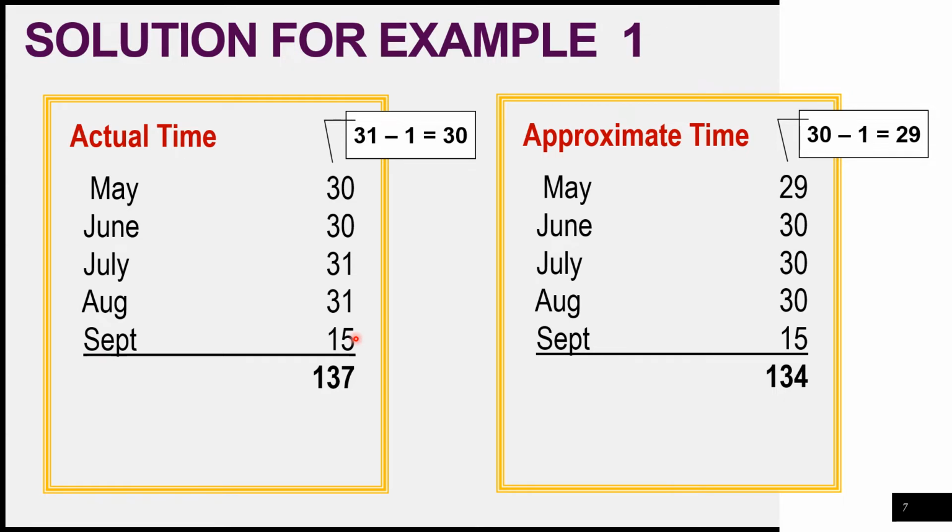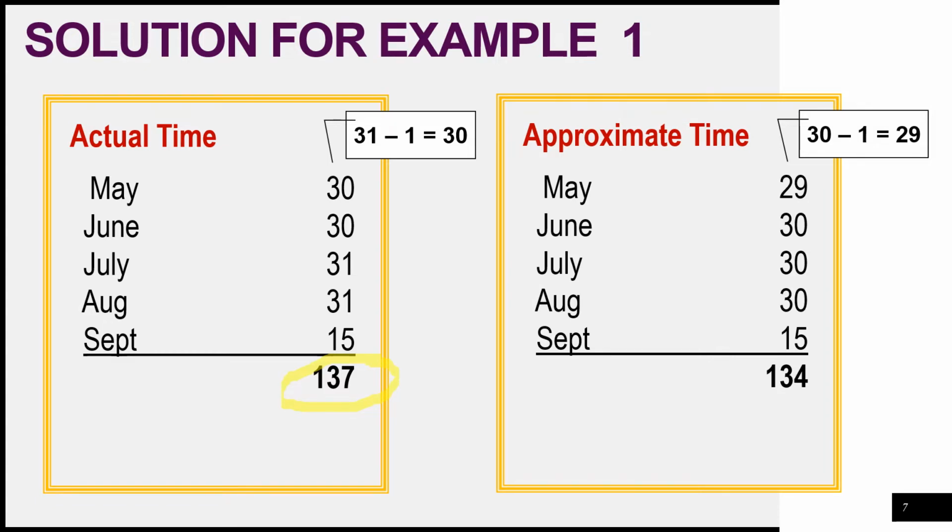Hence, we have 15. Now, we have 30 days for May, 30 days for June, 31 days for July, 31 days for August, and 15 days for September. Adding all of that, we get 137. So, the actual time from May 1, 1983 to September 15, 1983 is 137 days.